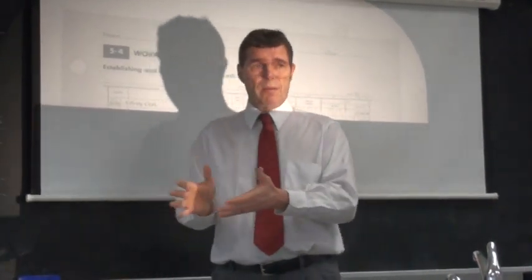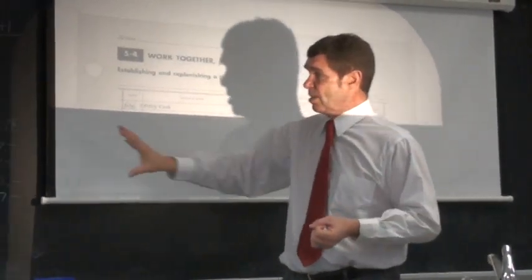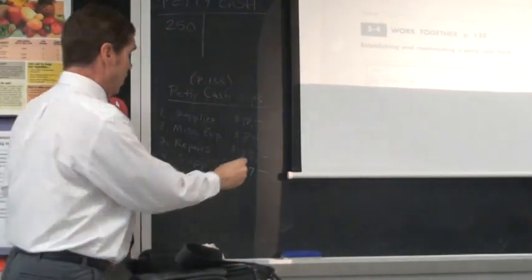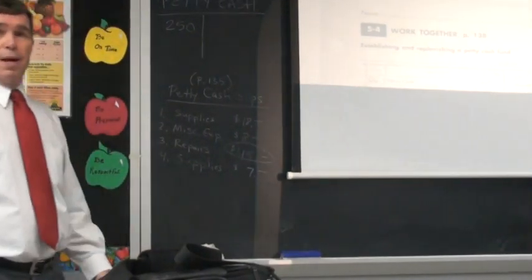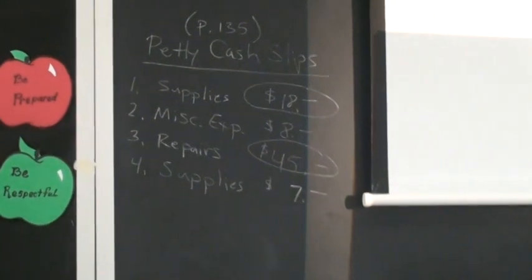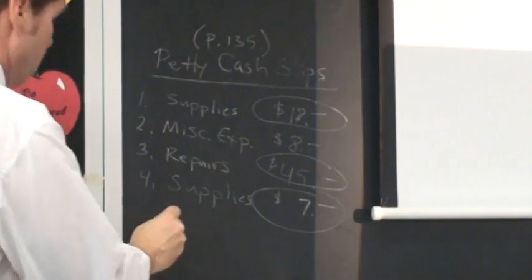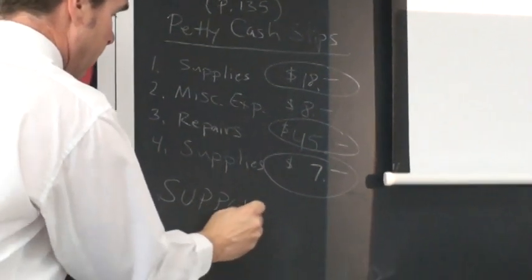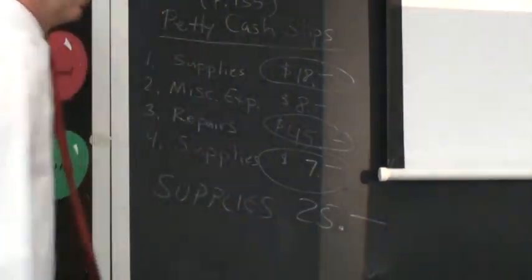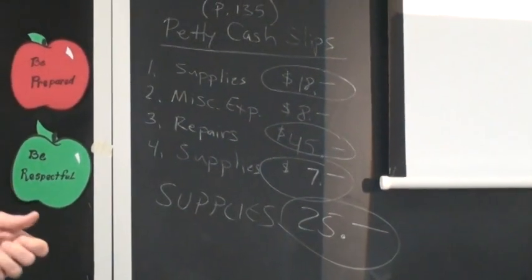Now, this is a different problem. We're doing the work together problem here, together in class. And based on these petty cash slips, we're going to have $45 to repairs. We're going to have $18 for supplies. We have another $7 for supplies. So technically now we have $25 worth of supplies, okay, that we're going to account for. And that's, I believe, what they spell out for you in the instructions of the problem.